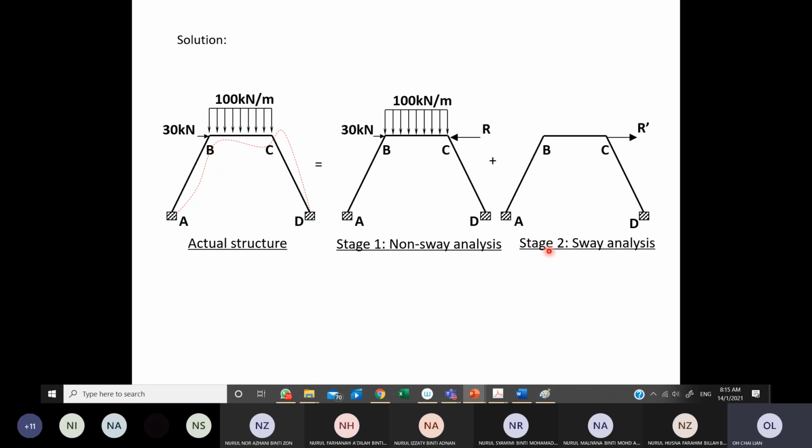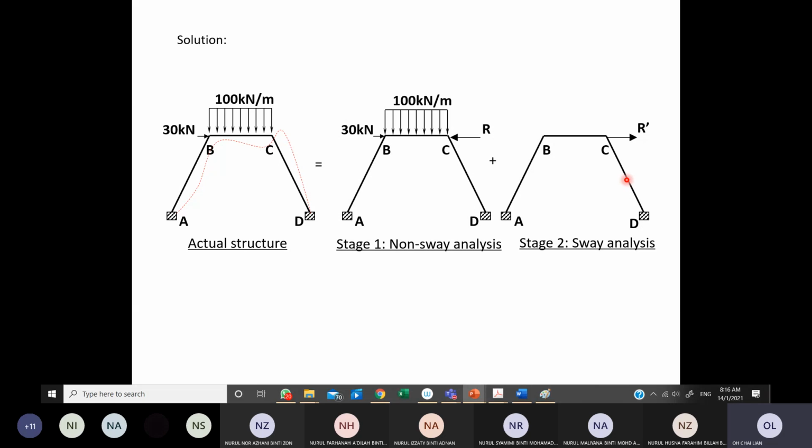Be careful. In stage 2, the sway analysis, there is no loading on this frame except R prime. Then you might ask how to determine the fixed end moments, because if you don't have fixed end moments, how do you distribute the moments in the moment distribution table? Now this R prime will cause this frame to sway. When there is sway, there will be deflection in the members.